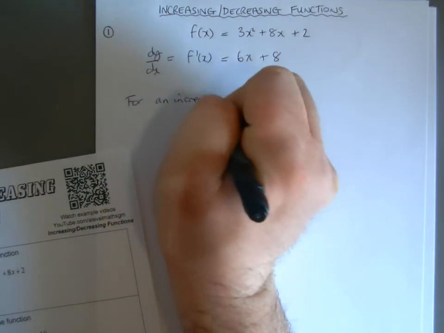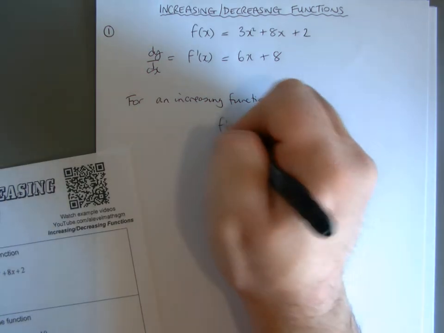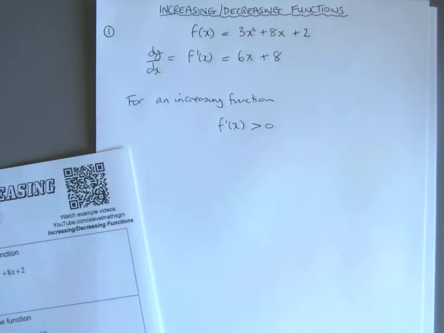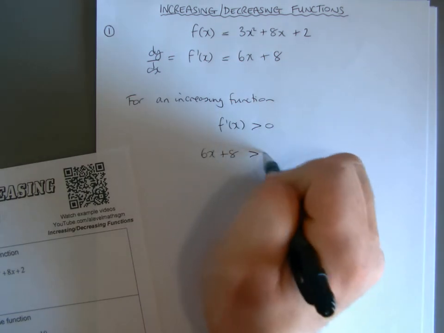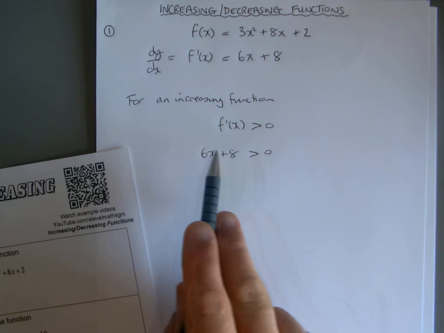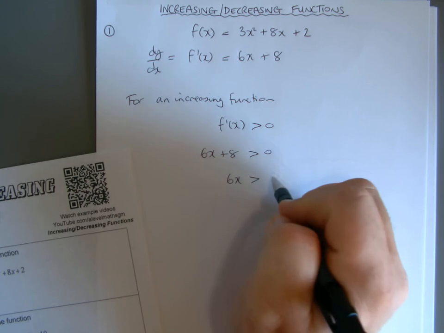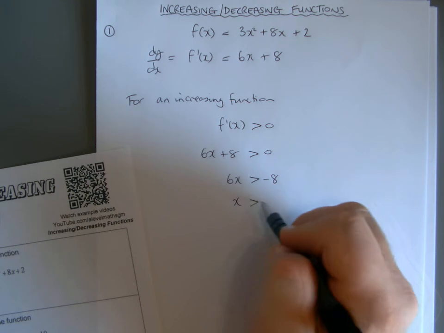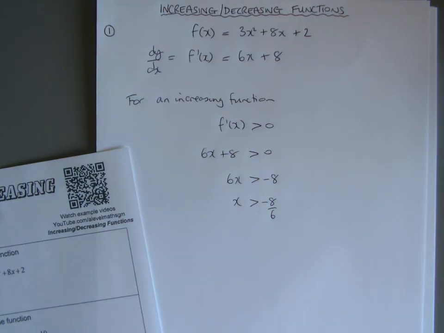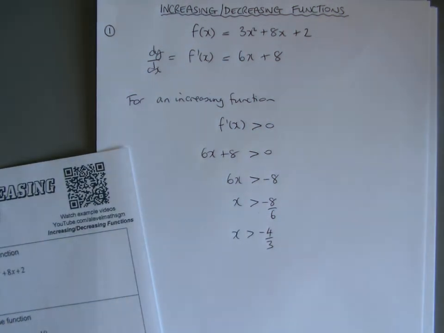So what I could say then is, for an increasing function, dy by dx, or f dash of x, will be greater than 0. In other words, my expression for f dash of x, which is 6x plus 8, will be greater than 0. Now this is quite simple to solve, right? It's a linear inequality. So all I've got to do is take that 8 over to the side, which becomes minus 8, and then take the 6 over and divide. So I get x is greater than minus 4/3. So that's the range of solutions so that I've got an increasing function.